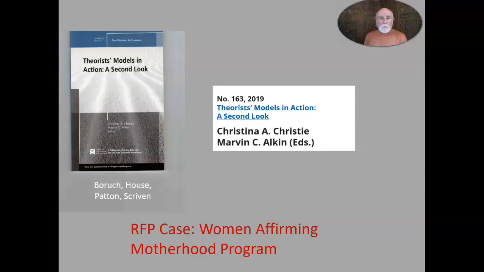An excellent example of what I'm talking about is illustrated in the New Directions volume that Tina Christie and Marv Alkin edited on theorist models in action. They ask 4 of the theorists on the theory tree, selected by their different branches, to examine how they would approach a program entitled Women Affirming Motherhood Program. The 4 theorists were Bob Baruch, Ernie House, Michael Scriven, and myself, with Bob Baruch representing the methods branch, House and Scriven representing different directions on the valuing branch, and I represented the use branch.